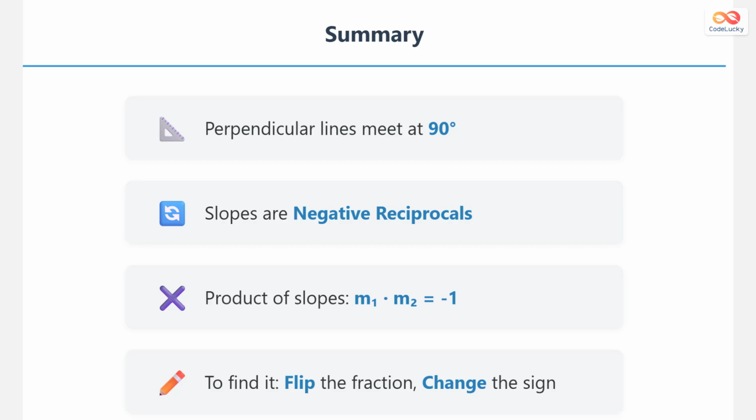To summarize, perpendicular lines meet at 90-degree angles. Their slopes are negative reciprocals of each other. You can verify this by checking if their product is -1. Just remember, flip the fraction and change the sign.